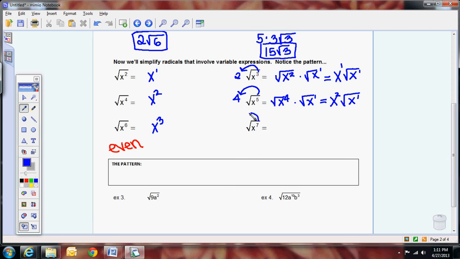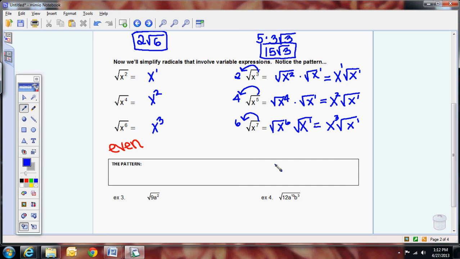And then finally, jump down to the next lowest, for 7. So that would be x to the sixth. So I have x to the sixth times the square root of x to the first. Now I have x to the sixth, a nice even number that I can break apart. So that's going to give me x to the third, and then x to the first underneath.